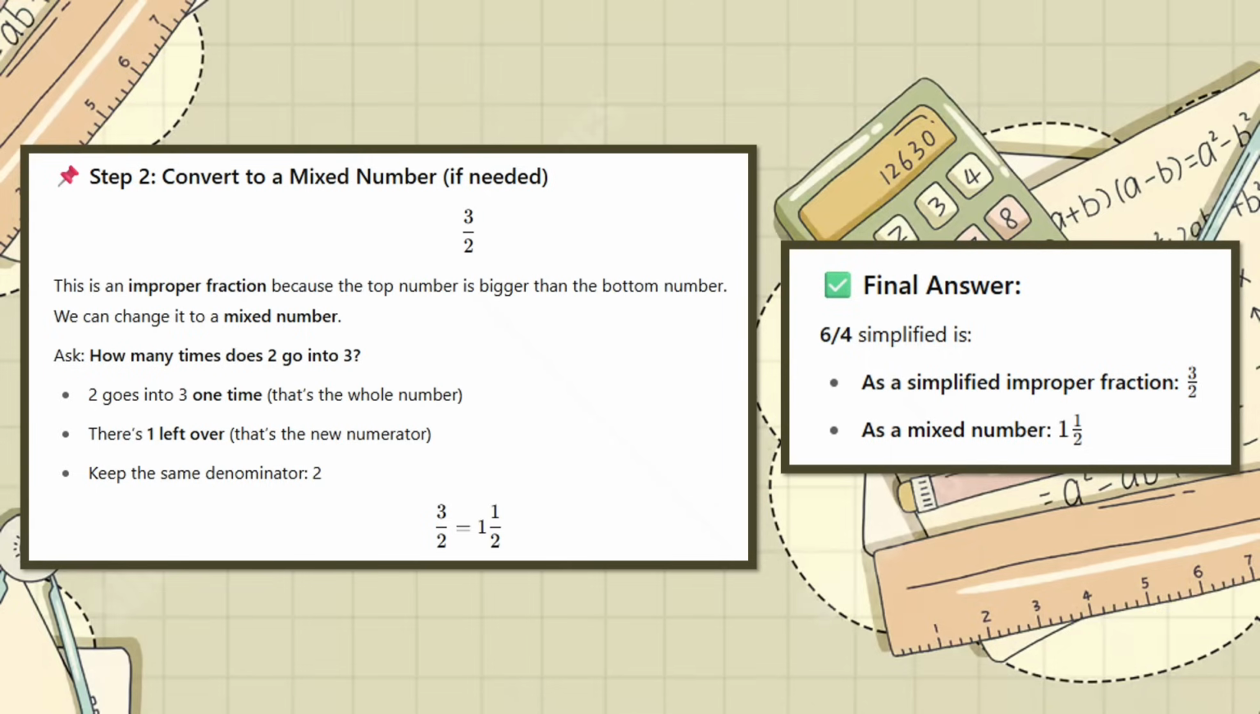So our final answer, 6/4 simplified, is the improper fraction 3/2, and as a mixed number, it's 1 and 1/2. But I know in math, we don't accept an improper fraction as our final answer. It will always be a mixed number or a proper fraction. So that's how we solve our first example, 3/4 plus 3/4.